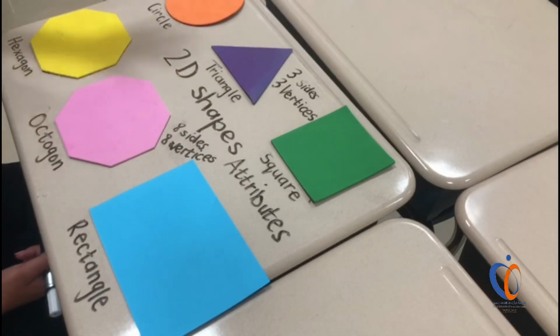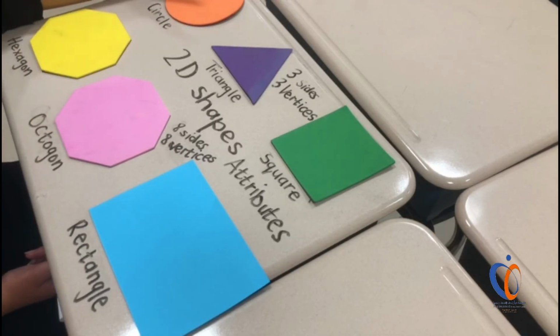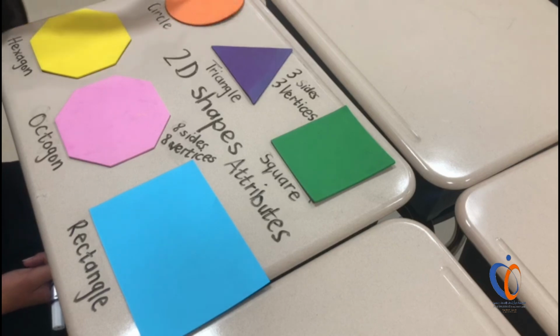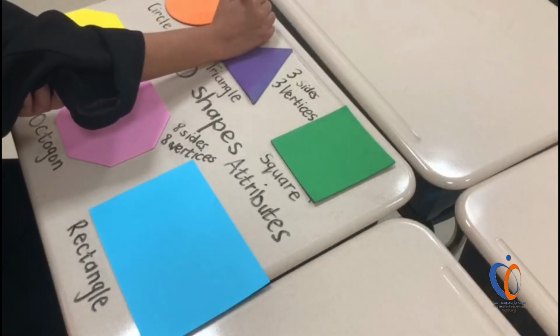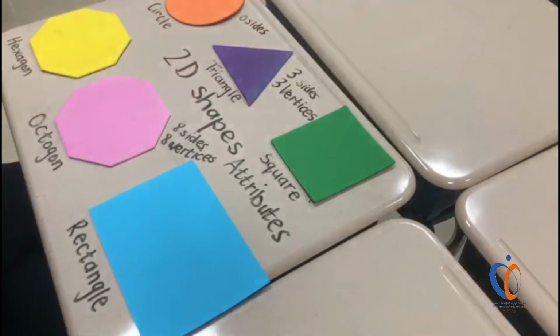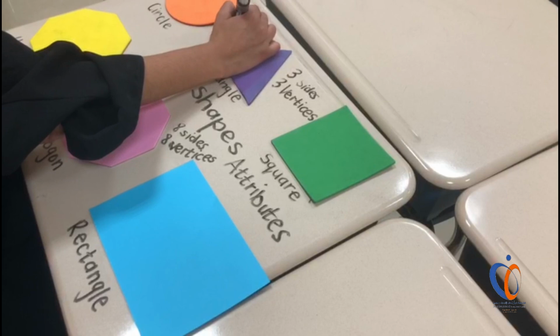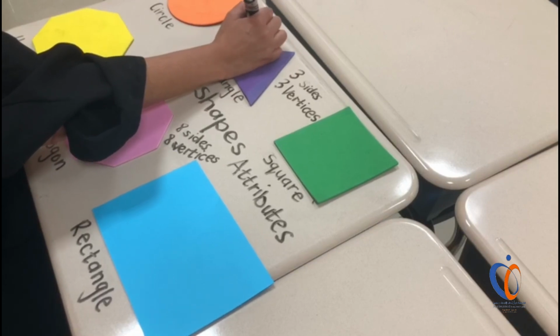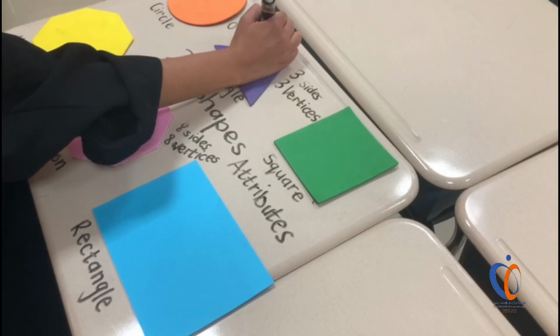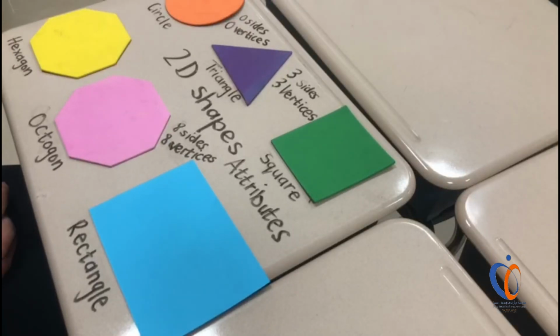Let's look at the circle. Would you say that the circle has any sides? No. So you would write 0 sides. Does the circle have any corners? No. So we would say it has 0 vertices, because like we said, vertices is another word for corners.